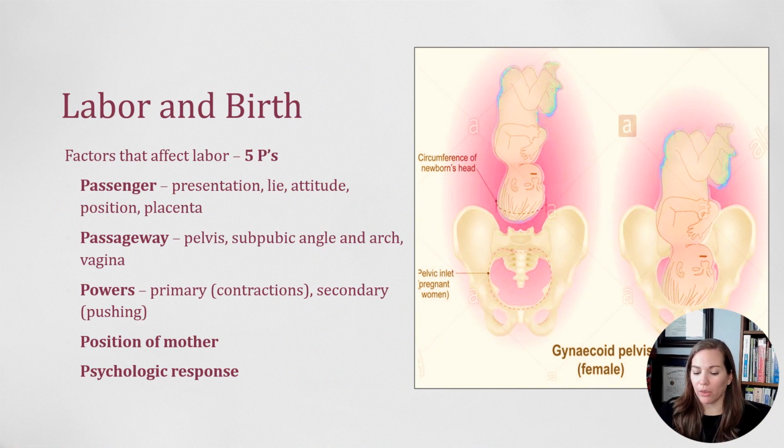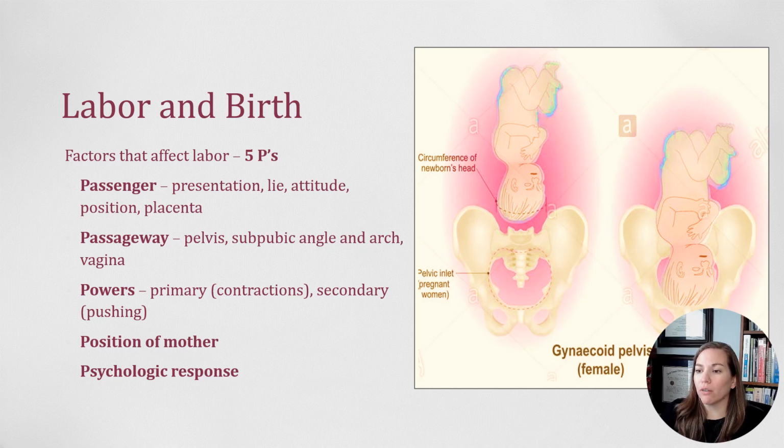Okay, labor and birth. When we're talking about labor and birth, we use a memory tool to talk about the 5 P's. We're going to break each of these down in the following slides. The 5 P's that affect labor are the passenger, passageway, powers, the position of the mother, and the psychologic response. Some people try to include pain as one of the 5 P's, but pain is not one of them. It is more the psychologic response that the mother has to stress or pain or the process of labor, okay?